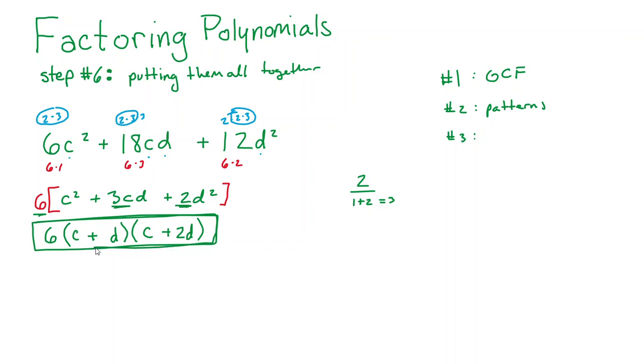Now, it's always a good idea to check your answer by just going ahead and multiplying the binomials together. c plus d times c plus 2d. Does it equal c squared plus 3cd plus 2d squared? And then multiply that by 6 to see if indeed you get back to 6c squared plus 18cd plus 12d squared. But this is the answer. And I used, what was the second pattern? It was x squared plus bx plus c. That was the pattern that we were looking for. And then don't forget that if there was a coefficient on the first term, we would have done the 4 square method.